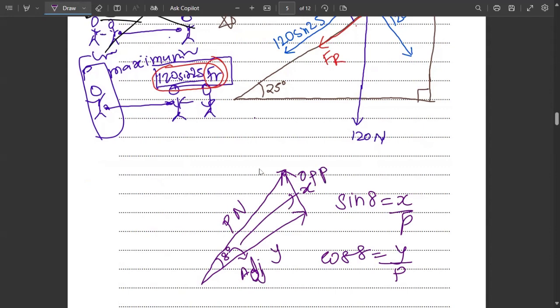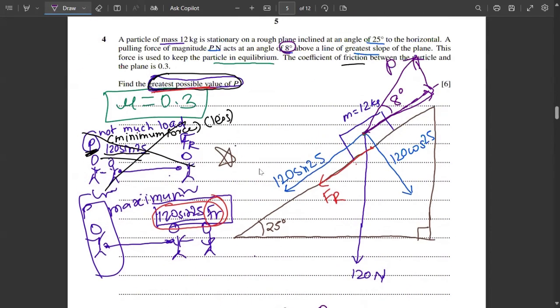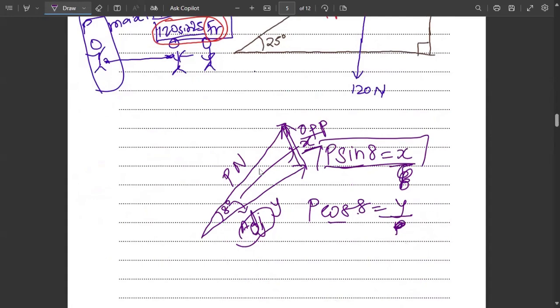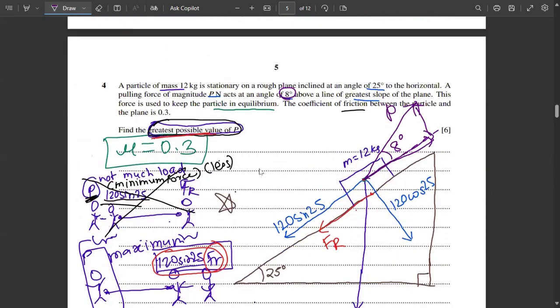Opposite side means x. So if there is opposite, we'll use sine. And if there is adjacent, we'll use cos. So P sine 8 is x, P cos 8 is y. I repeat, P sine 8 is x. And what is x? X is the upward moving arrow. So this is x, which is P sine 8. This is P cos 8.